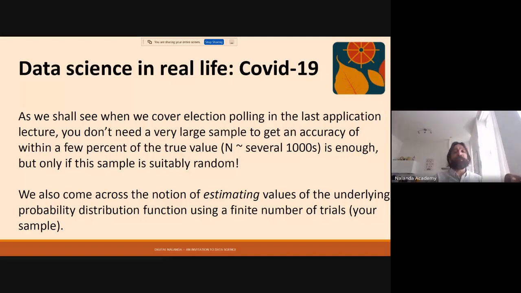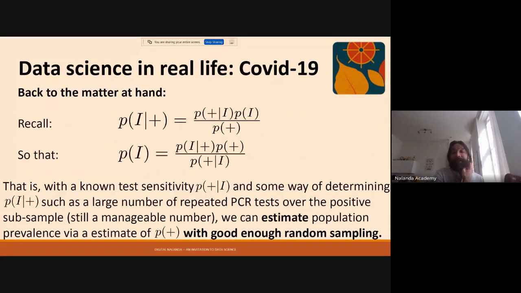And so what we come across is the notion of estimating values of the underlying thing that's happening using only a finite number of trials. Okay, so back to the matter at hand. What we were trying to do, recall, was get an estimate of the number of infected people with a test with a known sensitivity, and some way of determining the number of people infected given that they tested positive.